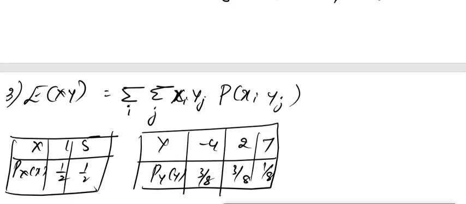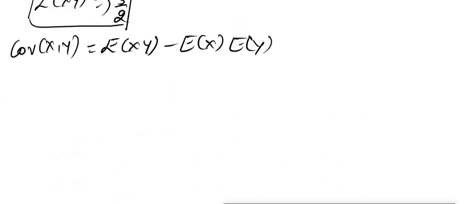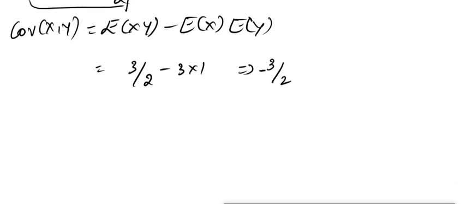So kindly substitute those values. So it is 3 by 2 minus 3 into 1. So we'll get 3 by 2 minus 3, because on LCM you'll get negative 3. So which is equal to minus 3 by 2, the covariance of x comma y.